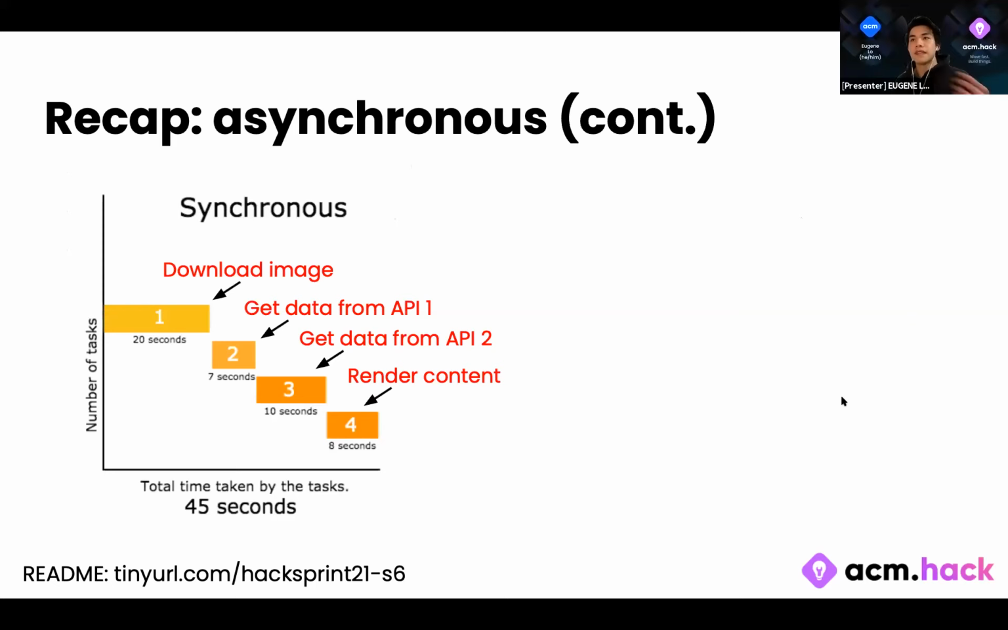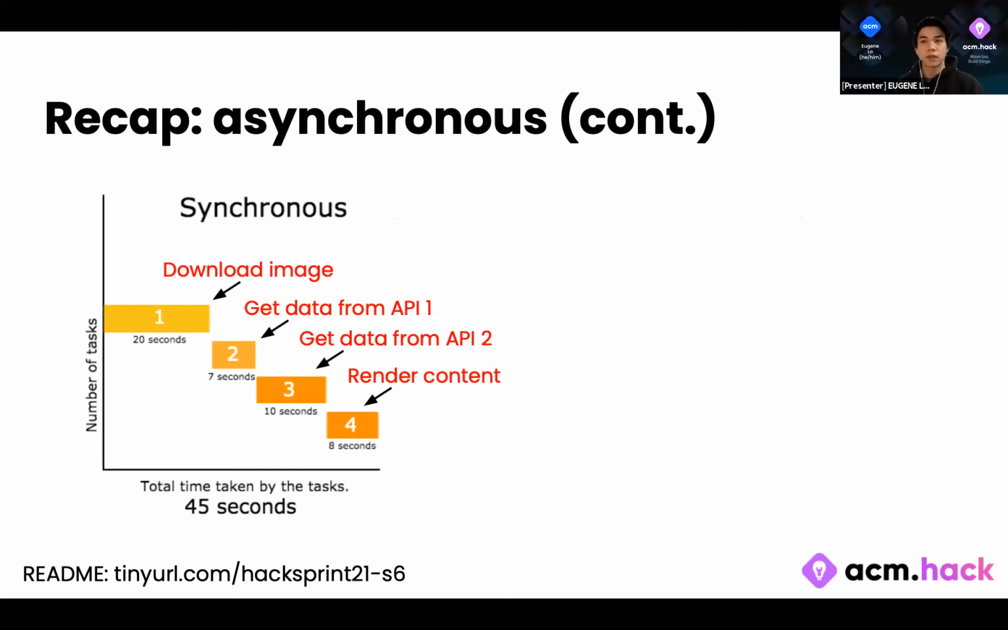So this is the synchronous flow. This is what you might be a little more familiar with before learning asynchronous. Let's say we have 4 tasks we want to do. First, we need to download an image. Then we need to get data from API number 1, and then we have to get data from API number 2. And finally, we render our content in our app.